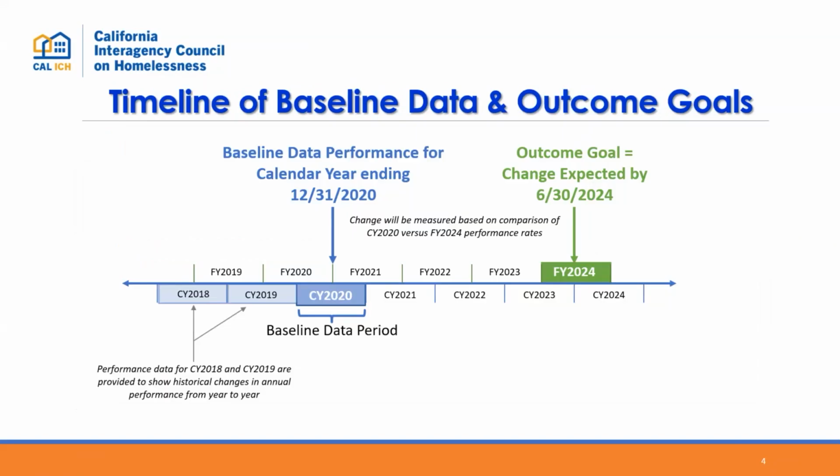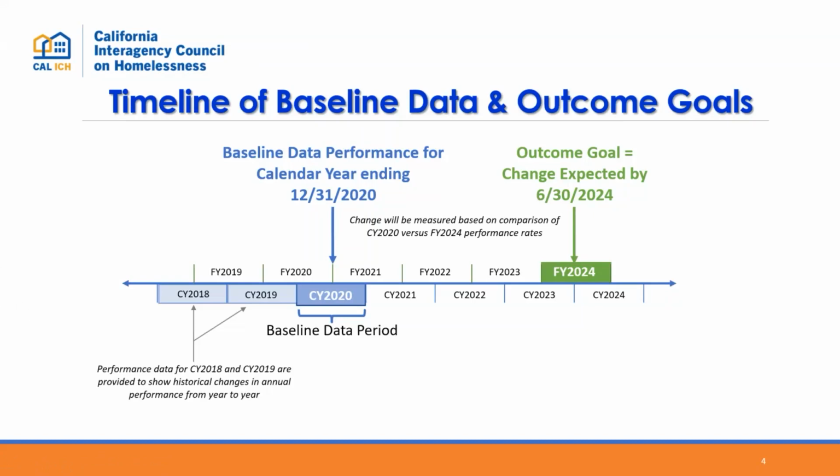This timeline helps to show what it means to set outcome goals in relation to the baseline period. Performance on each of the 6 measures and respective population performance is based on 12-month reporting periods. In the graphic, the baseline year of calendar year 2020 is blue. The outcome goal will be measured based on performance for fiscal year 2024, which is shown in green.